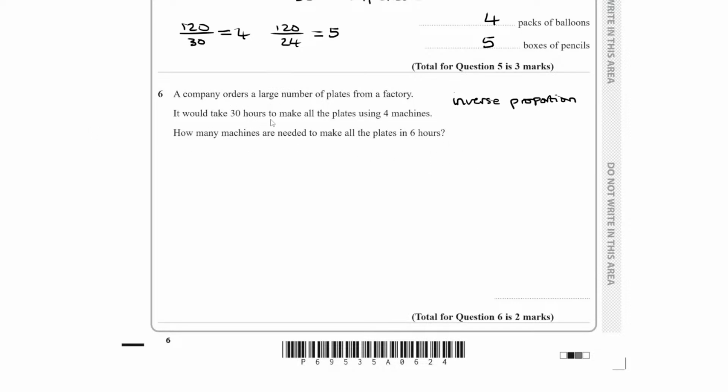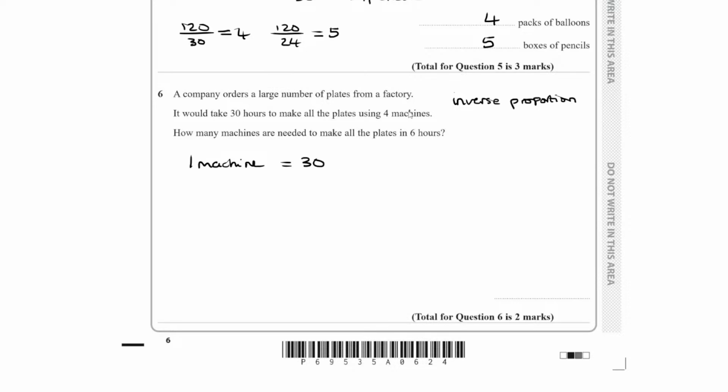So they're saying it takes 30 hours to make all the plates using 4 machines. How many machines are needed to make all the plates in 6 hours? It's inverse because imagine, if I have fewer machines, it will take me longer to make the same number of plates, won't it? If I have more machines, it will take me less time to make the plates. So see how that's inverse? So I feel like naturally you want to do 30 divided by 4, because we want to work out how long it takes one machine, don't we? But that's not what we do because it's inverse. If I want to work out how long it would take one machine, I actually need to multiply it. It's going to take 4 times longer because there's 4 times fewer machines, if that makes sense.